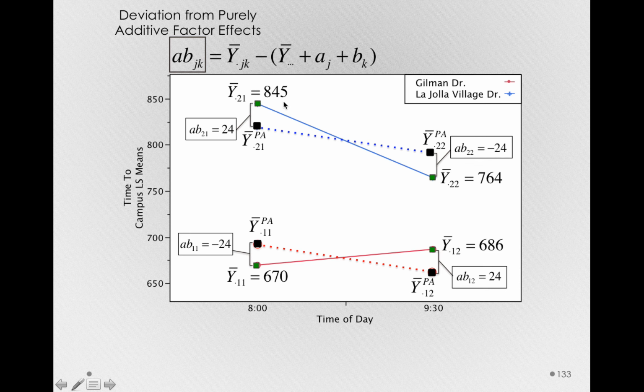Now you may notice something about the terms we have. We only have the value 24. Sometimes it's negative and sometimes it's positive. That should give you an indication that these terms are not independent.